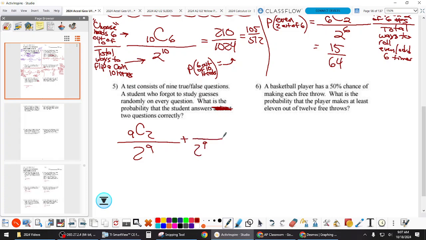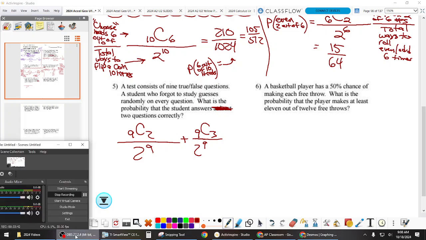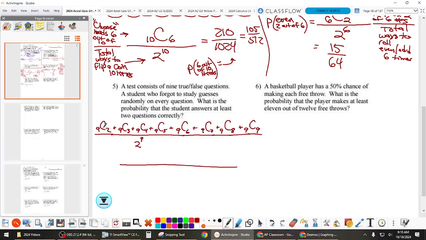Same denominator. Now let's just focus on it. Now we're trying to get 3 correct. 9C3. Why don't you go ahead and finish that off? All right, so I wrote it all out. 2 to the 9th. We had 2 to the 10th, so it's half of that. So 512. Okay? 9C2 is what? 36. Okay, so 36.